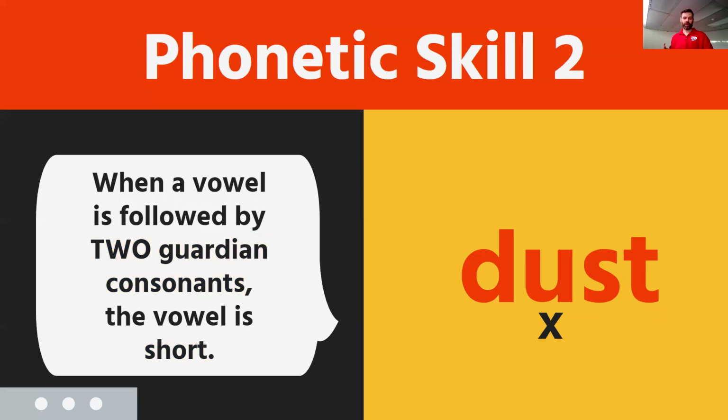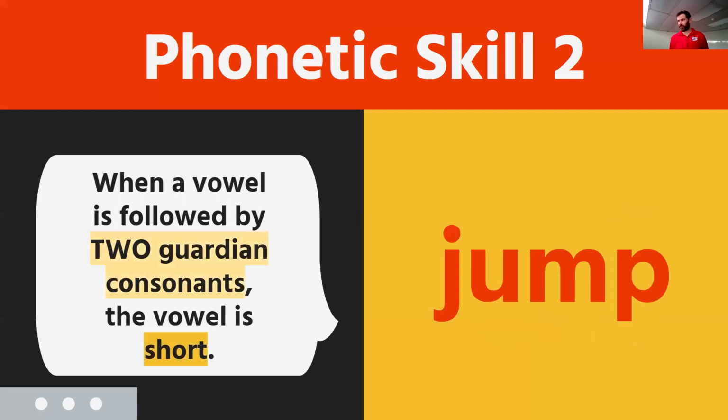There is no consonant blend at the beginning, so the first thing we mark underneath the word is the vowel. Then we move along, and this is when we notice that we have a consonant blend. So we can mark that with our arc. It's an ST blend. And then we'll come around the top of the word. There's 2 guardians this time, the S and the T. And so this follows phonetic skill number 2. There are 2 guardian consonants. So again, the vowel will be short and we'll mark it. Dust.